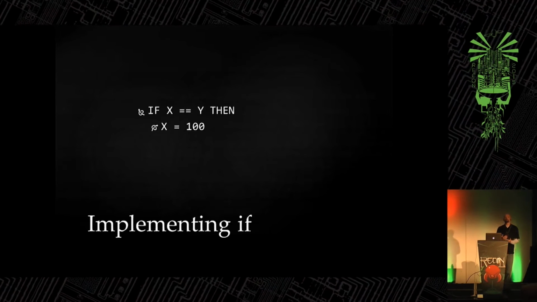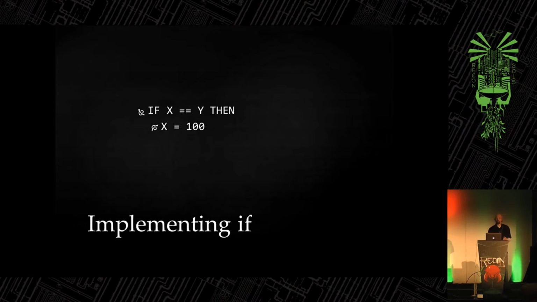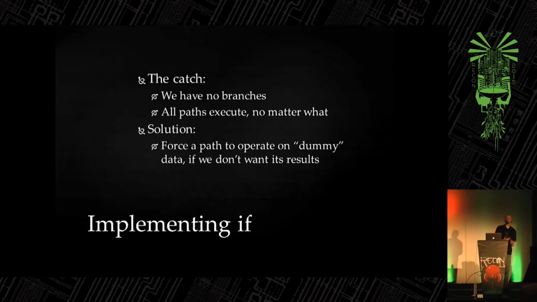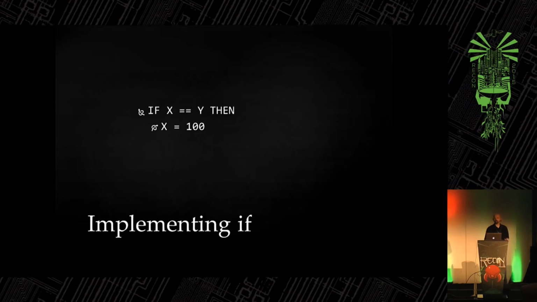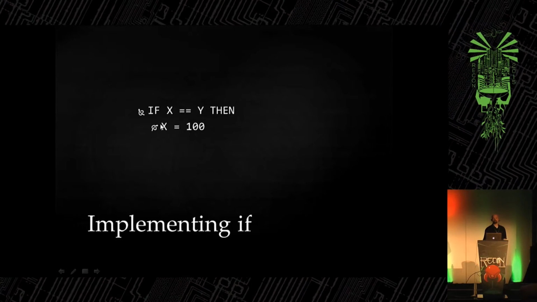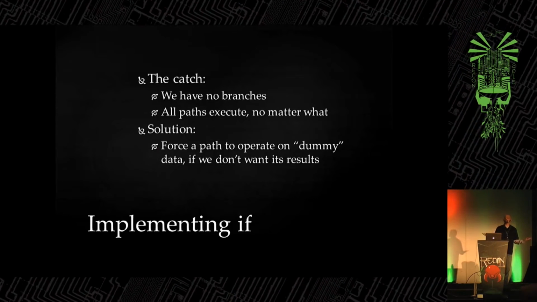So we want to design something like this. If x and y are equal to each other, then assign 100 to the value x. So pretty simple at this level, but we've got a big catch if we want to just use move instructions. Namely, we have no branches. Going back a slide, if we don't have any branches, I don't have any way to skip this x equals 100 if x and y are not equal. All the paths are going to execute all the time, no matter what.